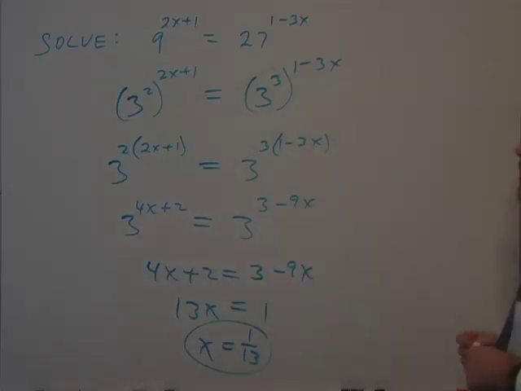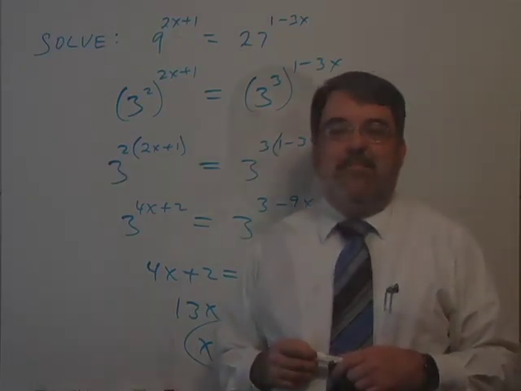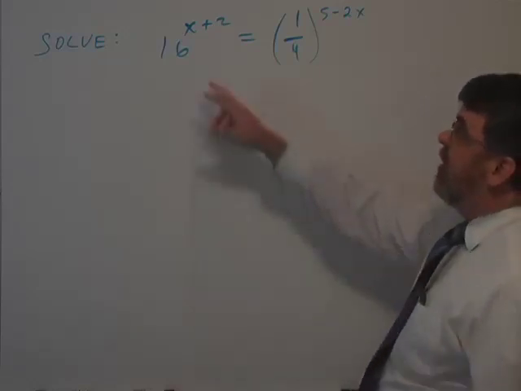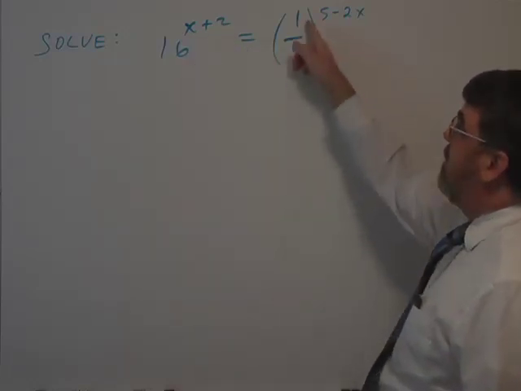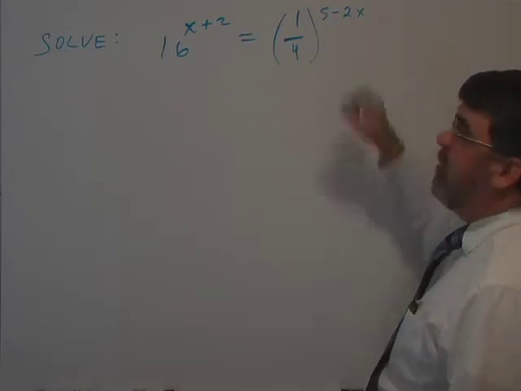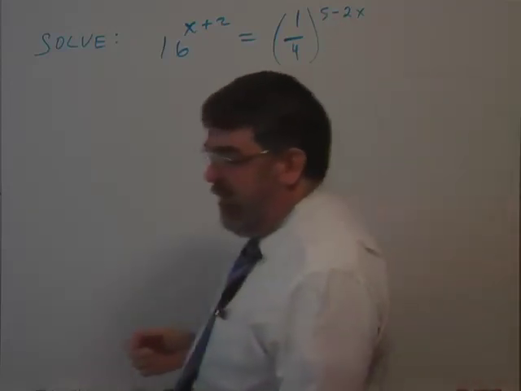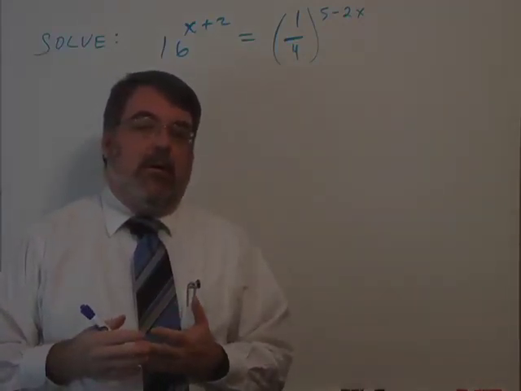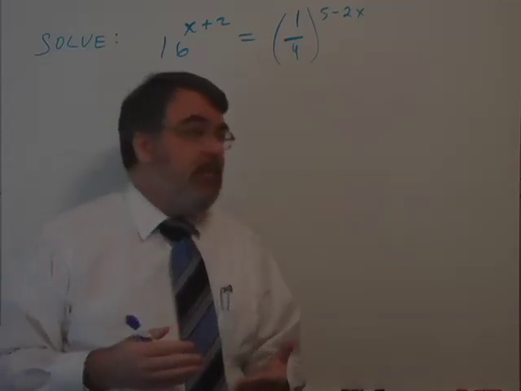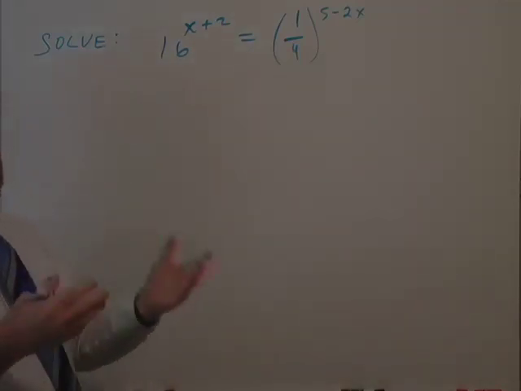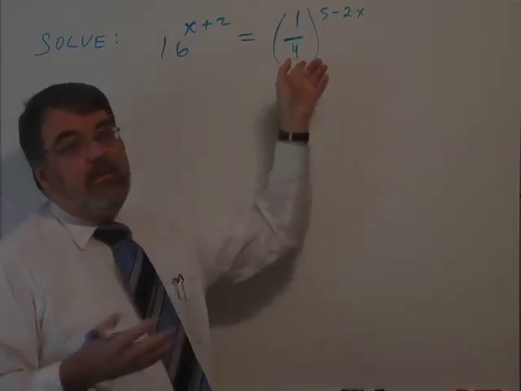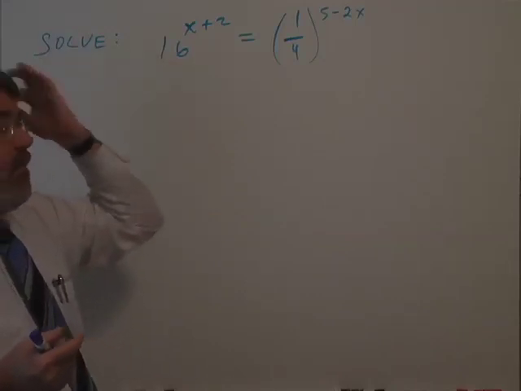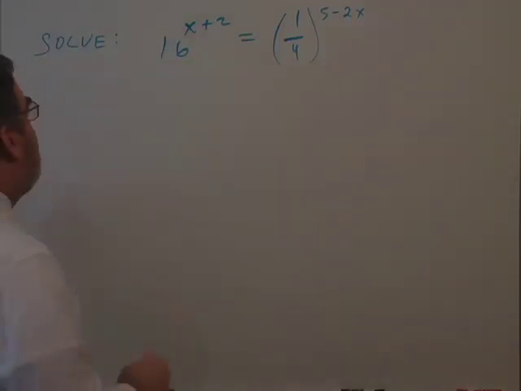All right, I'm going to erase this and put up one more of these. Now let's solve this exponential equation. 16 raised to the x plus 2 equals 1/4 raised to the 5 minus 2x. First thing we should look for is, do we have a common base that we could use? 16 is 2 to the 4th power, and 4 is 2 to the 2nd power. So 2 is a candidate, but also we could use 4 because 16 is 4 squared. So how about we go with 4?